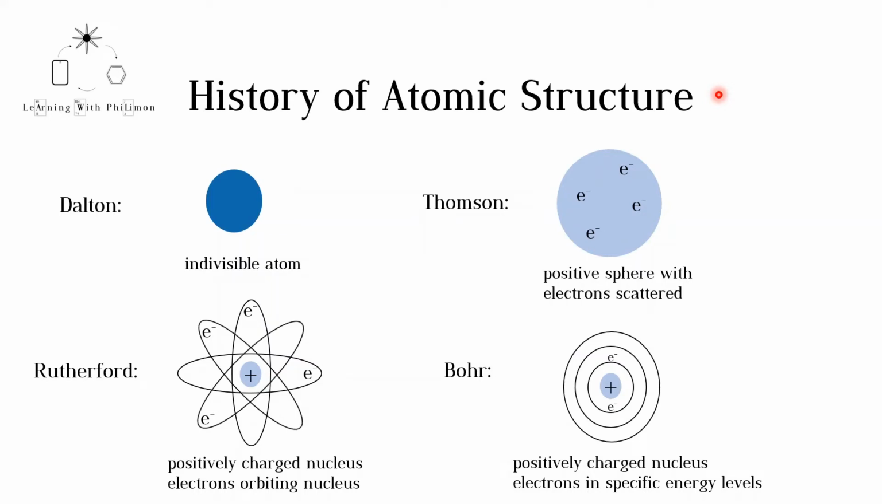In this video, we will be looking at how atomic models have developed throughout history. In the kinetic theory video, we discussed that Democritus is often credited with the idea that all matter is made up of atoms, which were thought of as indivisible spheres.